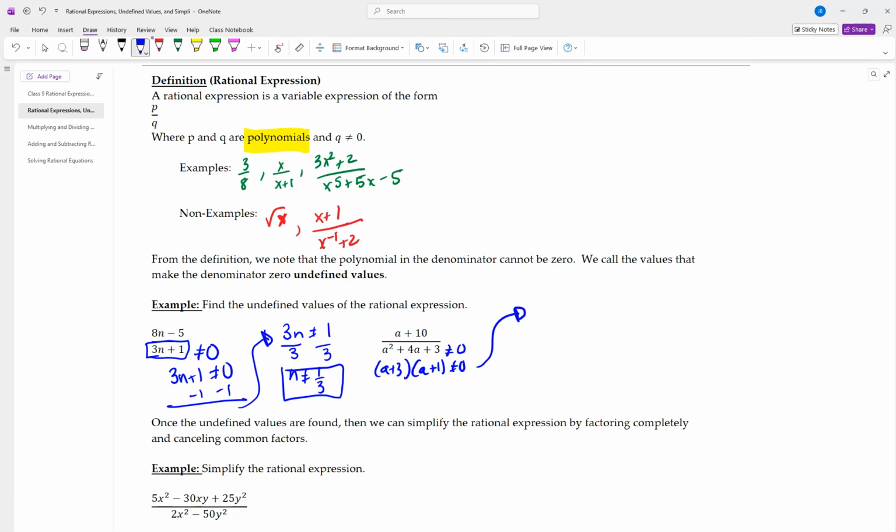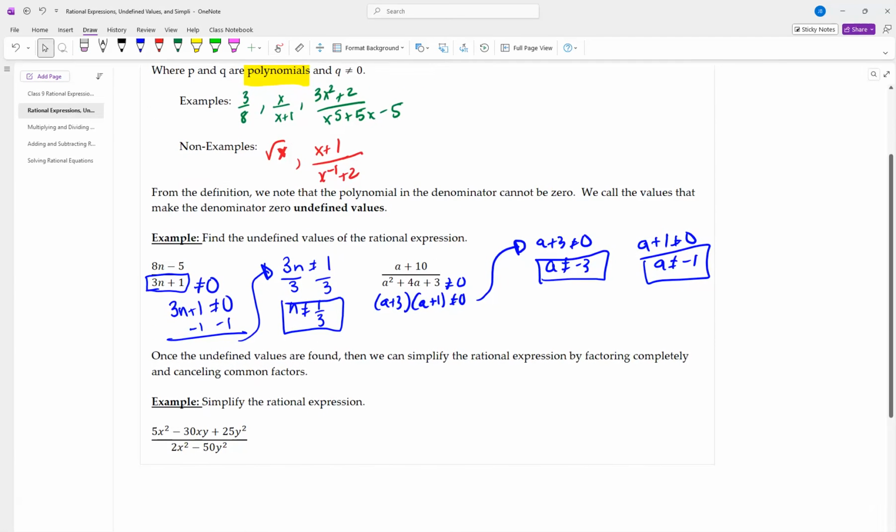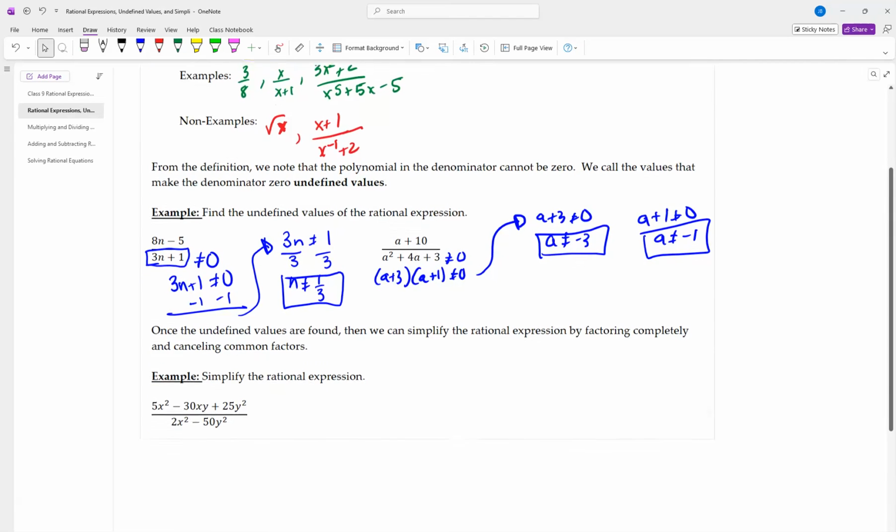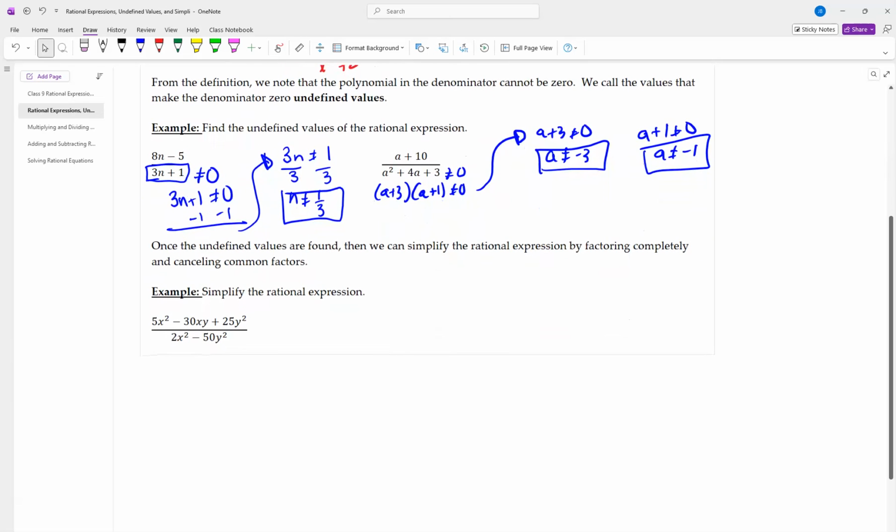Coming over here, just so I have a little bit more space, a plus 3 cannot be 0, and a plus 1 cannot be 0. Then solve it. A cannot be negative 3, subtract 3 from both sides, and subtract 1 from both sides, a cannot be negative 1. So it is possible to get more than one undefined value per rational expression. Once we find those undefined values, then we can simplify. Technically, if we simplify before, you're potentially breaking math, so we always want to define the undefined values first.